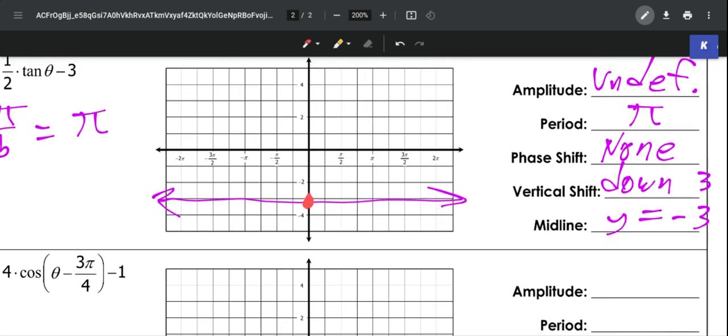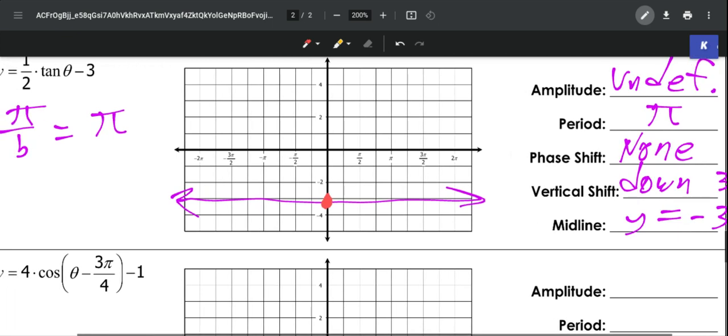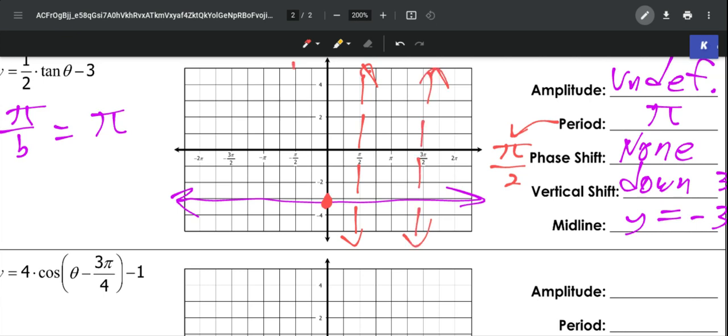All right, and then the next thing we need for our tangent line is the asymptotes. And those asymptotes come from taking the period and dividing it by 2. So our asymptotes would be pi over 2 and all of the odd multiples of that. So we would have an asymptote here. We would have an asymptote here. And we would have one here, which we would have more, but that's all I'm making you do right now.